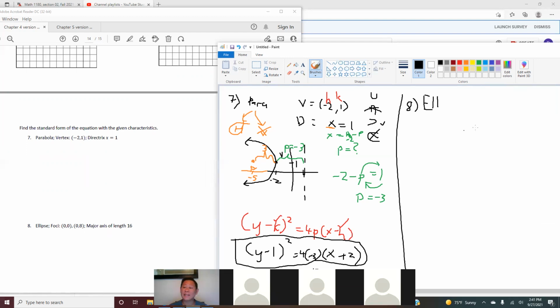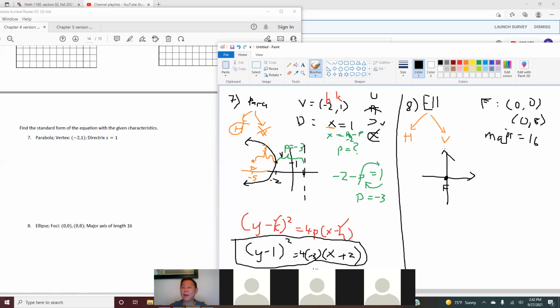Next one is an ellipse, where the foci in this case will be at (0, 0) and (0, 8), and the major axis in this case is 16. Same thing happens here. You have to figure out, are they horizontal or vertical? And how do we figure that out? Draw it out. The question here gives us the foci. So (0, 0) is right here. This is one of your foci.